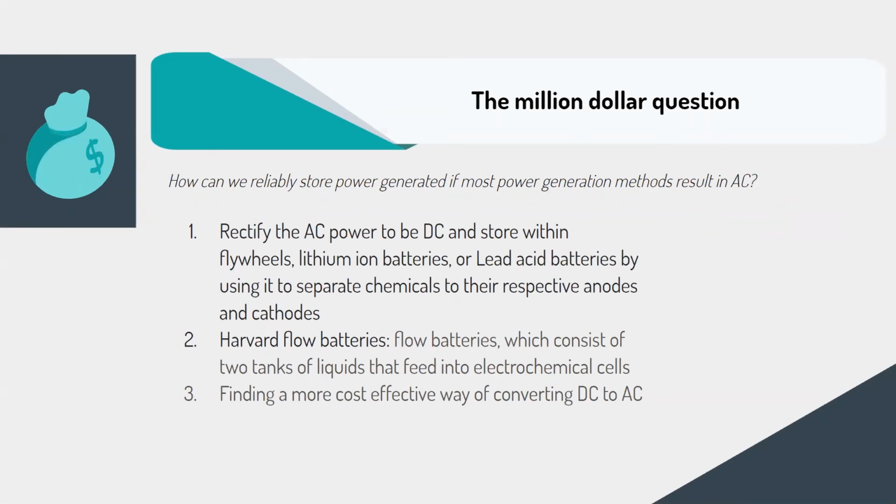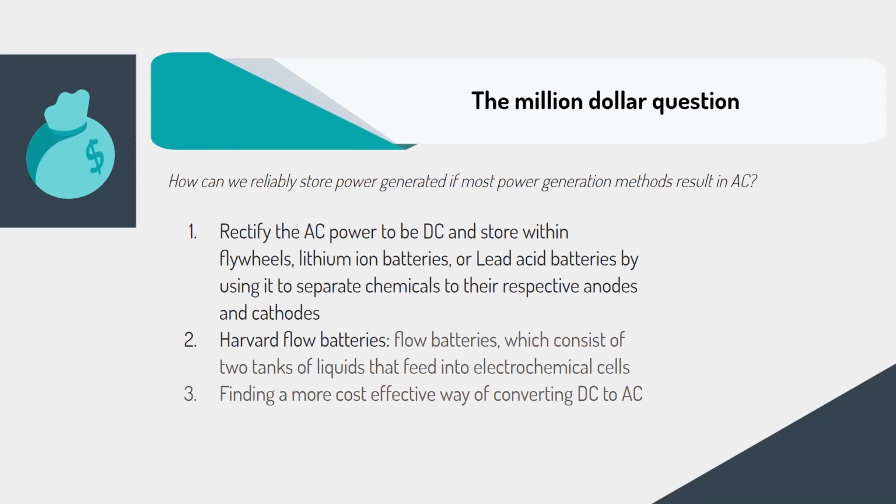So how can we reliably store power generated? Most power generation methods result in alternating current. Alternating current we cannot store unless we rectify and turn it into DC, but it's very, very hard for us to change DC back into AC, and it is very costly. So we have three options. One, rectify the AC power to be DC and store it within flywheels, lithium ion batteries, or lead acid batteries by using it to separate the chemicals to their respective anodes and cathodes.